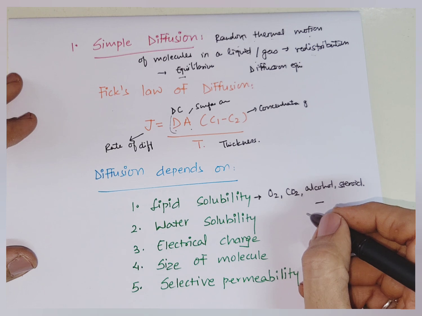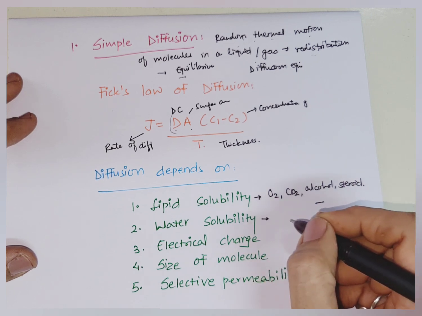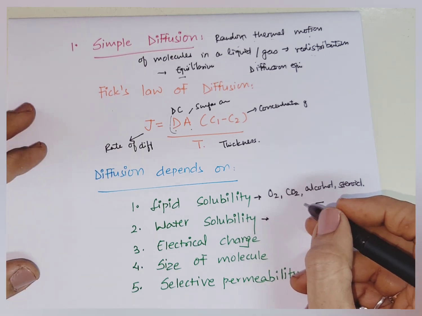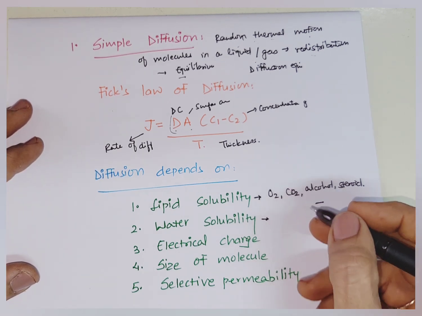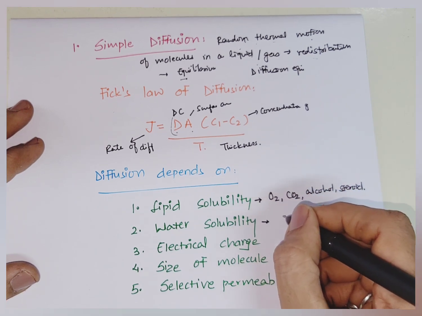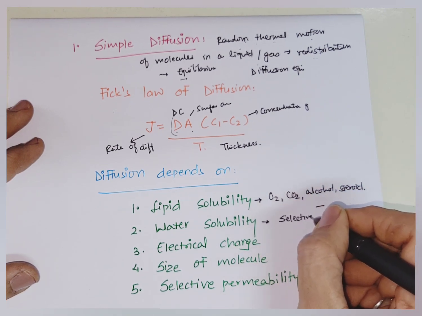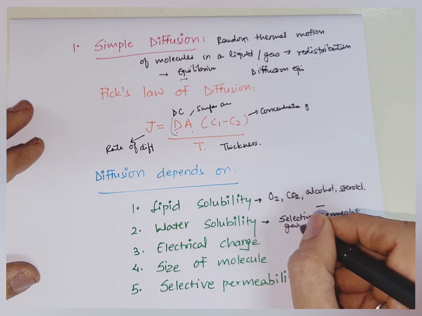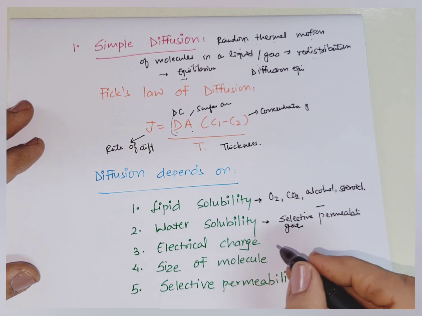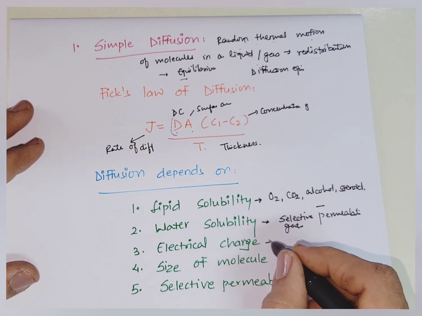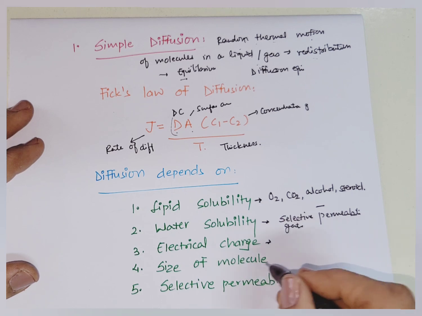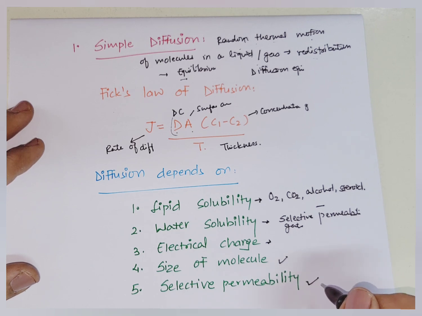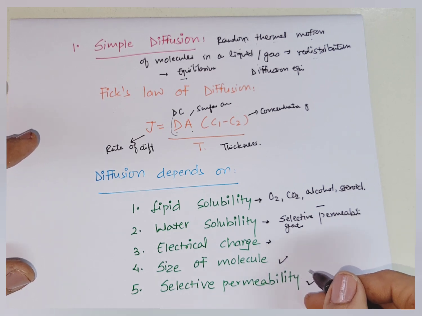Second is water solubility. If a substance is water soluble, it cannot pass through the lipid bilayer. It will pass through the protein layer, which has protein channels for the transport of substances. These protein channels have two characteristics: selective permeability and gating mechanism. Another factor is electrical charge. If the charge of the substance is negative, it will easily pass from the negative to the positive side. Small molecule size allows easy passage, and the selective permeability of the membrane also matters. So these are the factors that affect the simple diffusion rate.